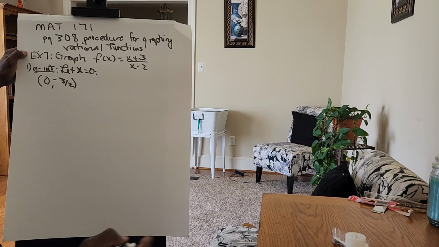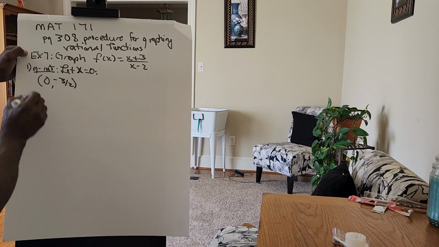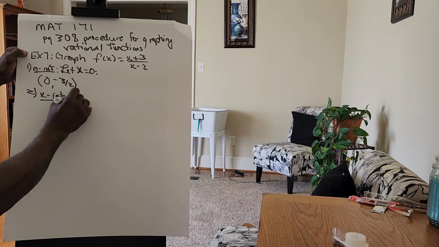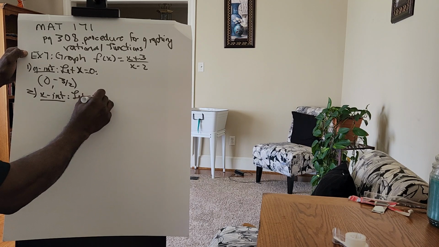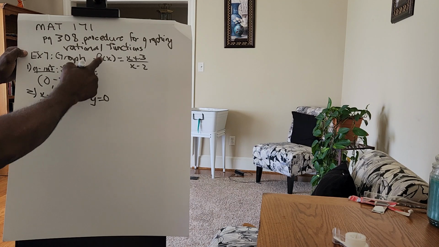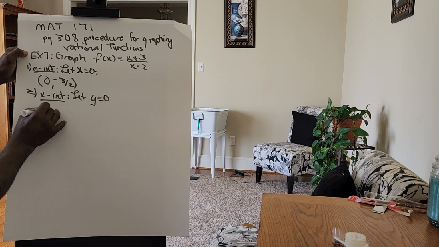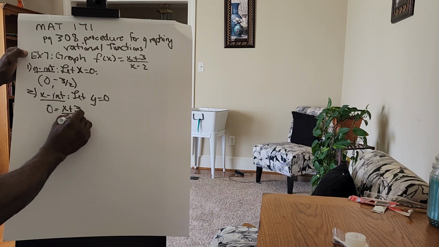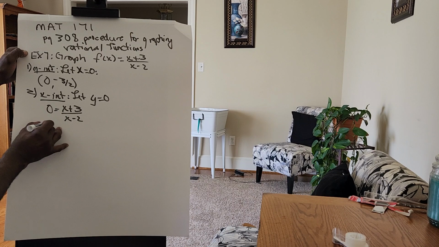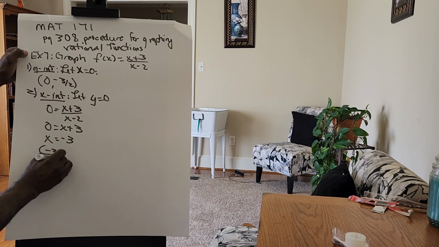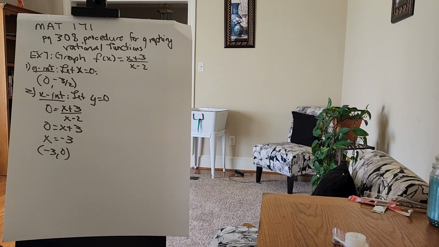Second step they say on page 308 is the x-intercept. So 2, x-intercept. If you want an x-intercept, you let y be 0. They're opposites. If you want y-intercept, you let x be 0. If you want x-intercept, you let y be 0. Remember y is the same thing as f of x. You'll have 0 equals x plus 3 over x minus 2. Multiply both sides by x minus 2, so really you're just solving this. And so x equals negative 3. So negative 3 comma 0 would be your x-intercept.